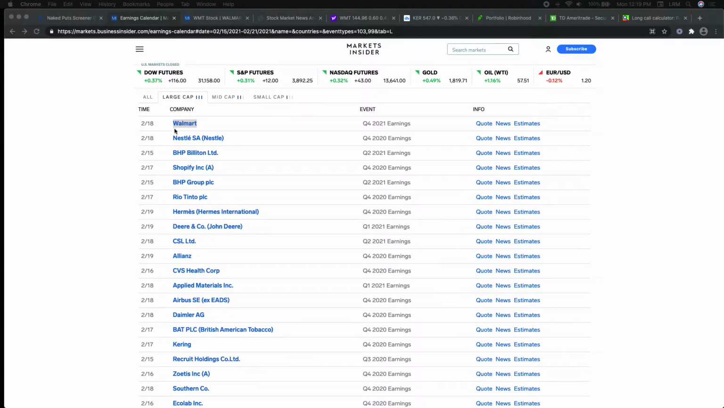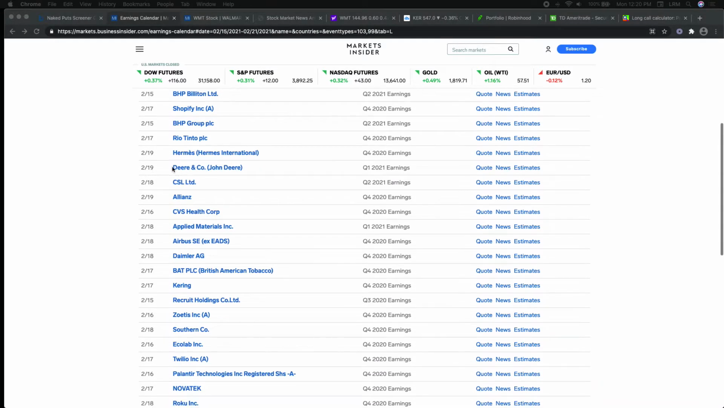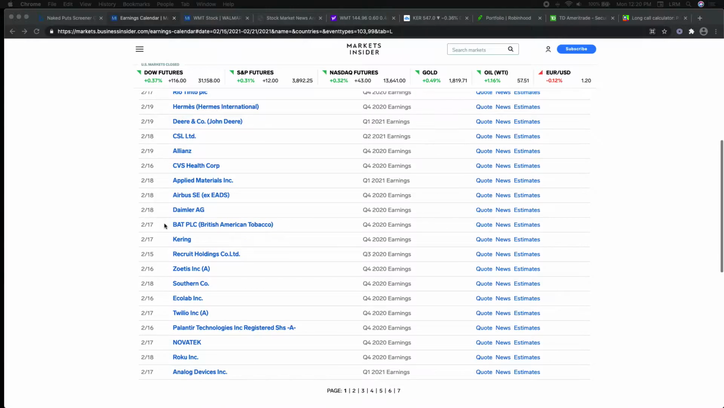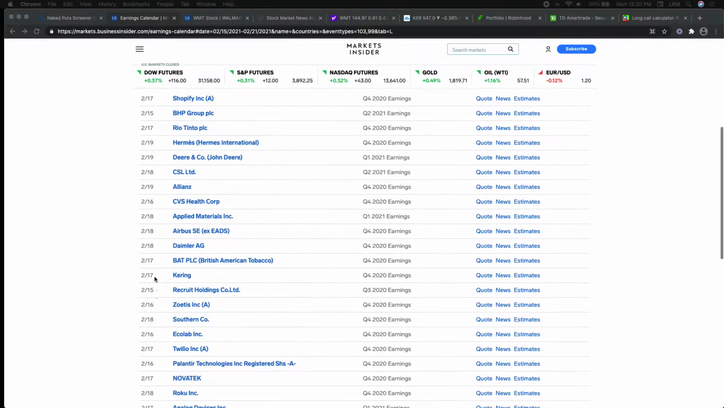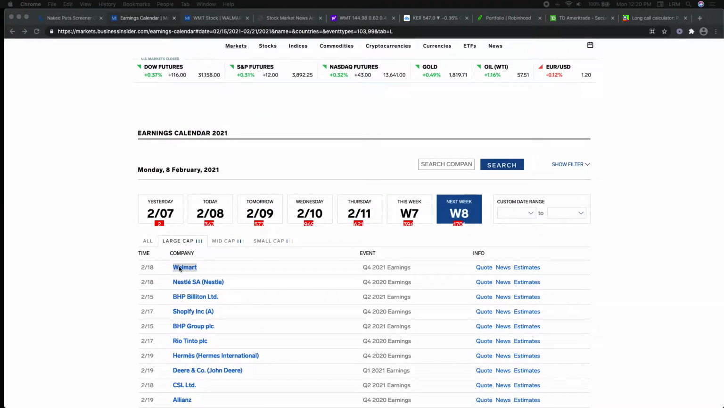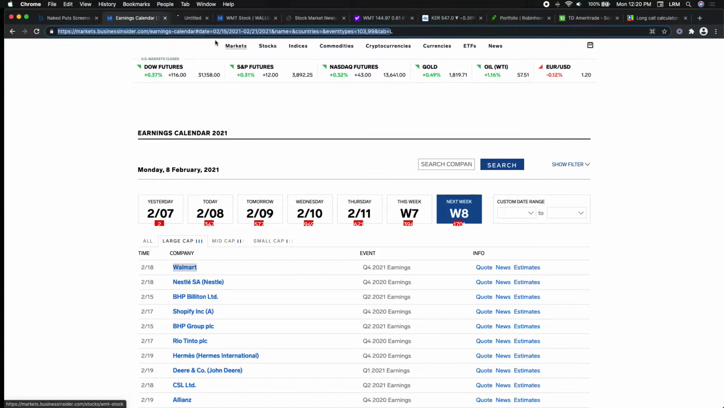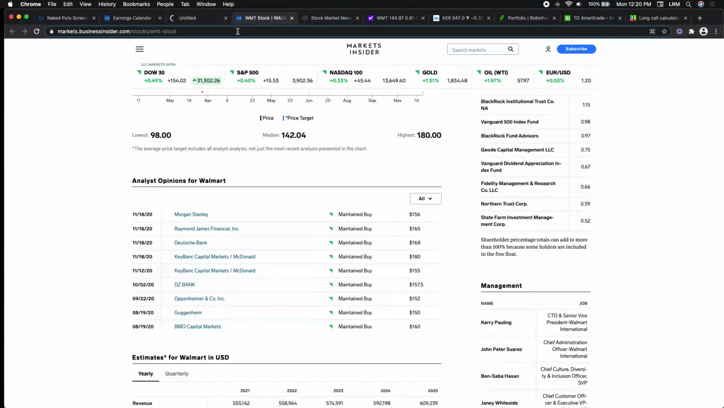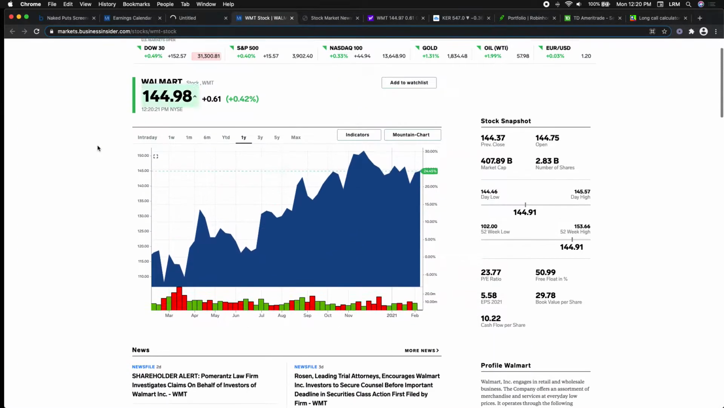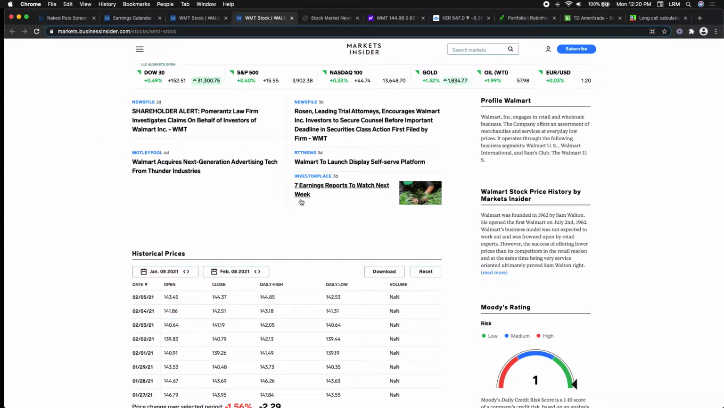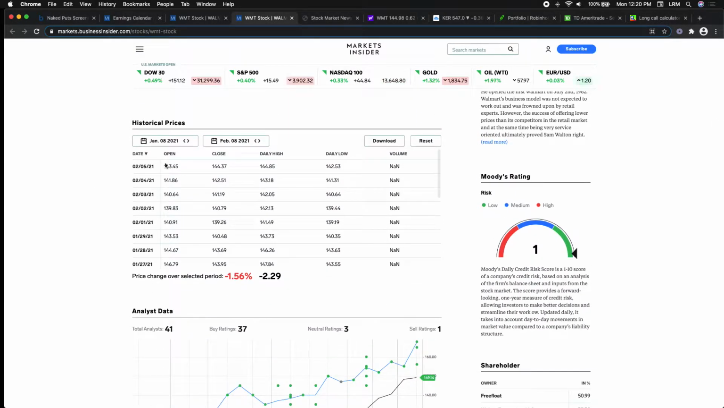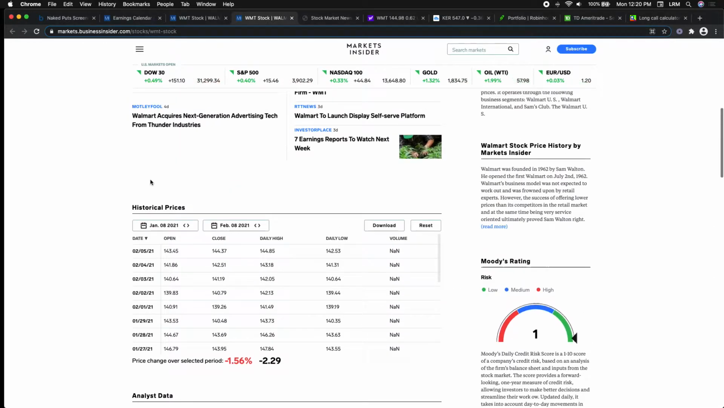Okay, so you see Walmart here, Shopify here, Deere, CVS, Karen Group, a bunch of different companies that we are familiar with, Novatech, Roku. All right, so I could just start at the top. Right click, Walmart. Okay, Walmart will pull up, and I already got it here. So Walmart pulls up. You see the price here. You scroll down, you see a few news articles here. See this and see that. All right, I just want this open so I can get to it later.